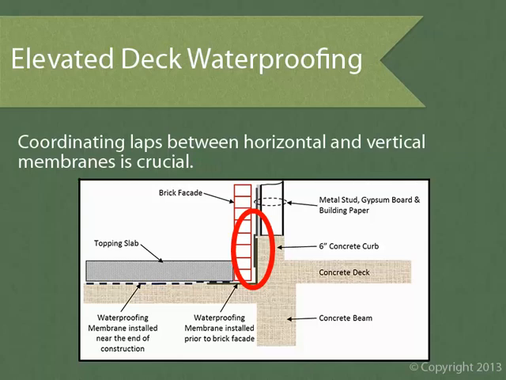And then the secondary membrane behind the brick laps down, typically about 6 inches, over the deck membrane in order to shed moisture. In this illustration, the typical construction sequence of installation would be to install the deck membrane, then install the secondary membrane on the wall, then install the brick facade, and finally the topping slab. The problem with this sequence of construction is that it subjects the deck membrane to two types of damage.